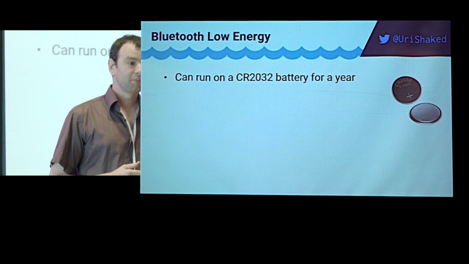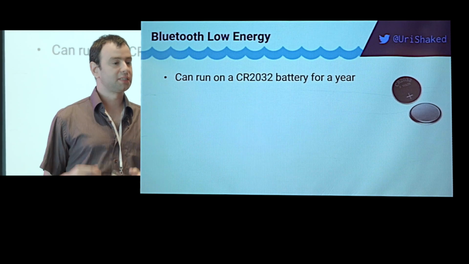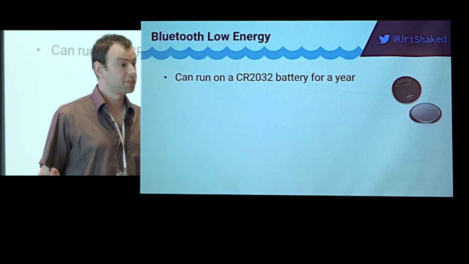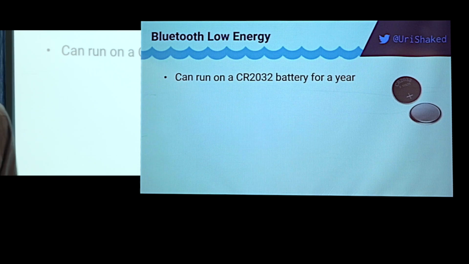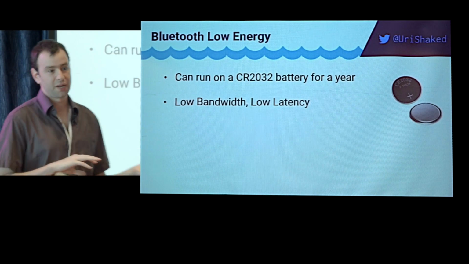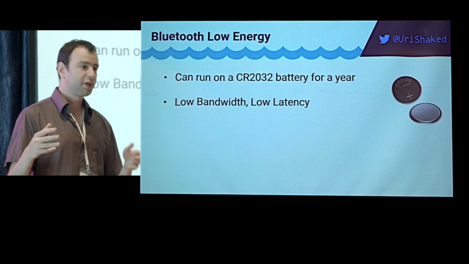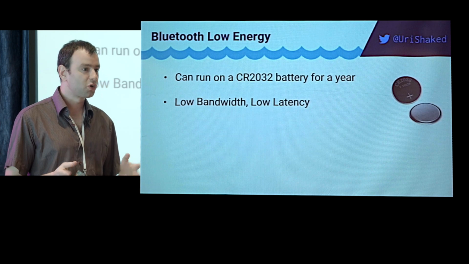So it finally allows us to deploy devices in locations where we can't change the batteries very often. In addition to that, it also has low bandwidth, so you have some trade-off. It uses low energy, so you can't send a lot of data, like 2 to 3 kilobytes per second. That's more or less the maximum.